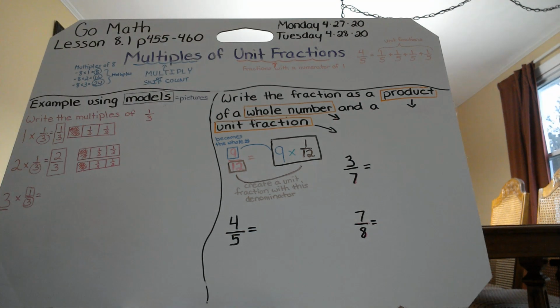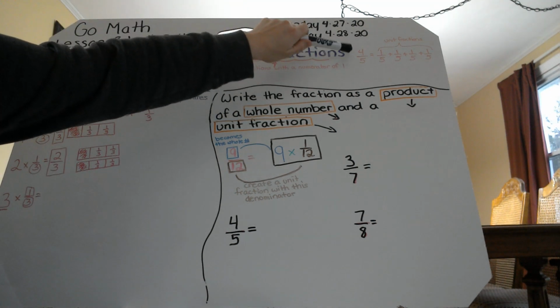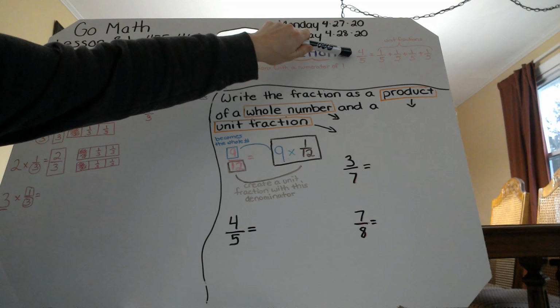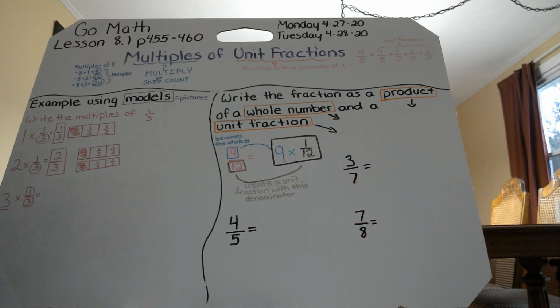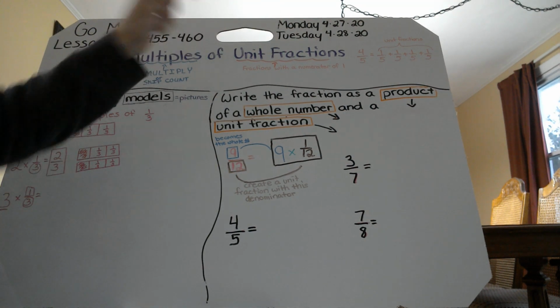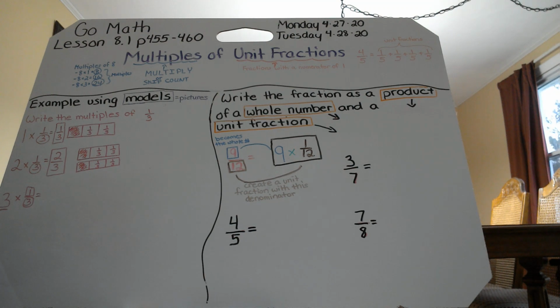Unit fractions are fractions that have a numerator of 1. Remember that our numerator is our top number, our denominator is our bottom number, and this line in between, our fraction line, really means to divide. So a unit fraction has a numerator of 1.